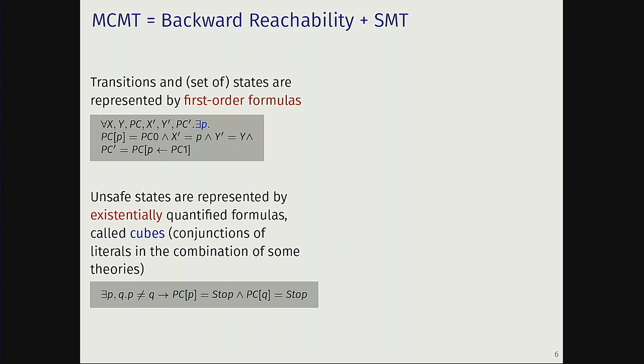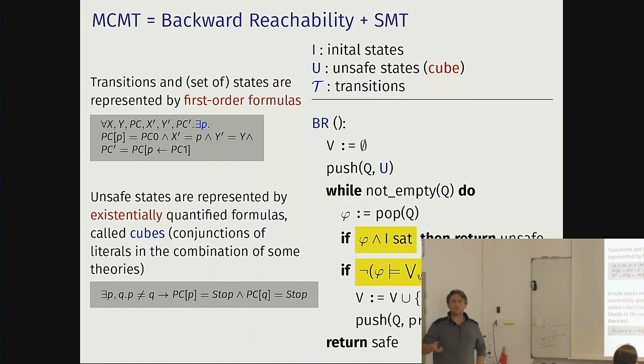And these formulas are called cubes. This is a very simple and common backward reachability algorithm, except that states are described using formulas. You just want to know if some bad state is reachable or not.